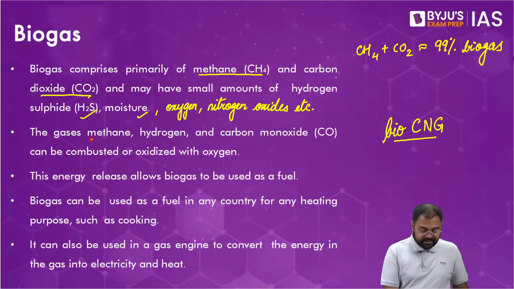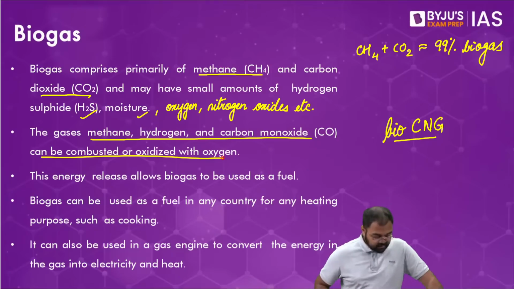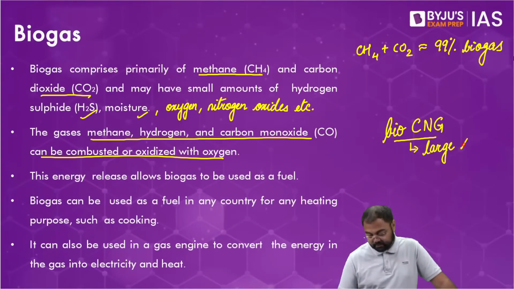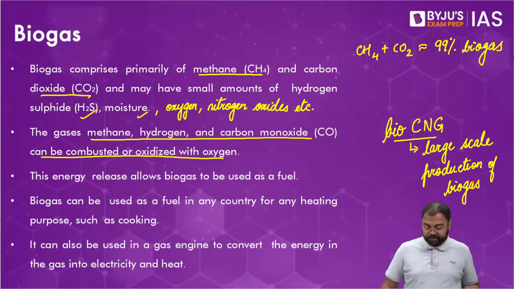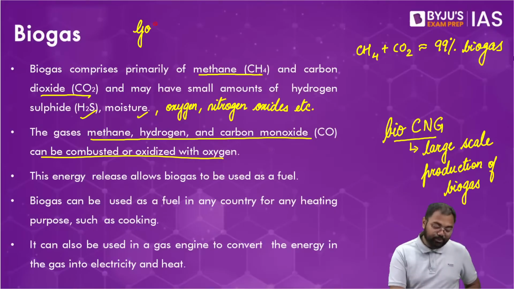So the gases could be all these, and they basically can be used as biogas. Now, in case of bio CNG, when I'm just writing it here, this is nothing but large scale production of biogas. All right, large scale production of biogas. Whereas the other term, which is popularly used in India, is gobar gas. So gobar gas, in a manner, you can say, is a small scale production.